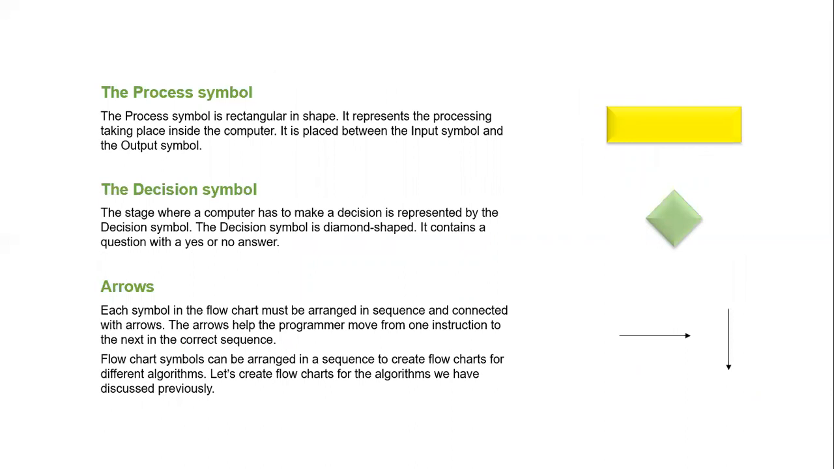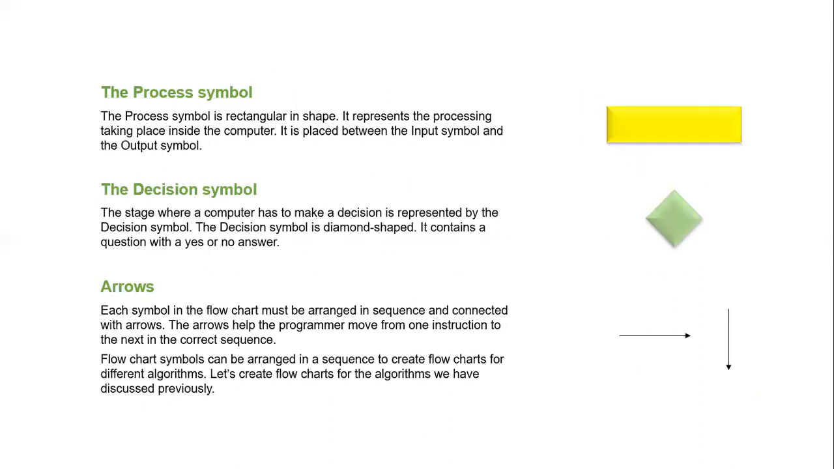The next shape is the process symbol. The process symbol is rectangular in shape. It represents the processing taking place inside the computer. It is placed between the input symbol and output symbol. Then the decision symbol, which is diamond shaped. The stage where a computer has to make a decision is represented by the decision symbol. That is what is called the decision symbol. It's deciding. So the decision symbol is diamond shaped. It contains a question with a yes or no answer.